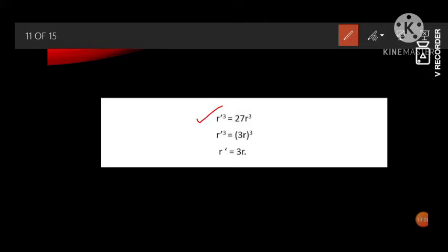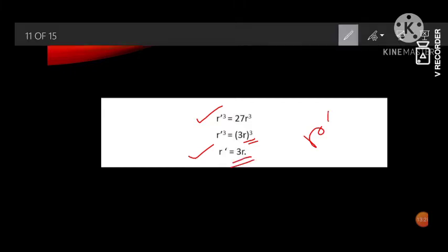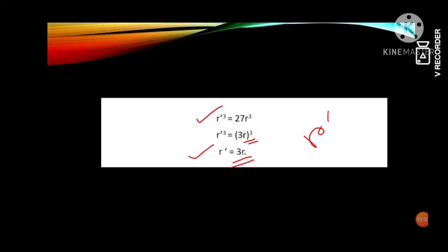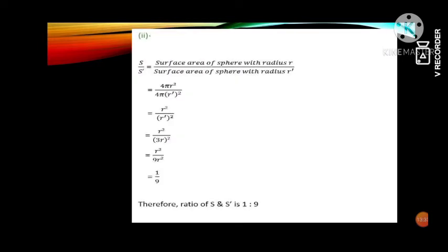So 27 r cube can be written as 3r whole cube. Now the powers are the same, so the bases are equal. So r dash is equal to 3r. So the first subpart was to find the value for the radius r dash, which is equal to 3r. Next question was that we have to find the ratio between s and s dash.